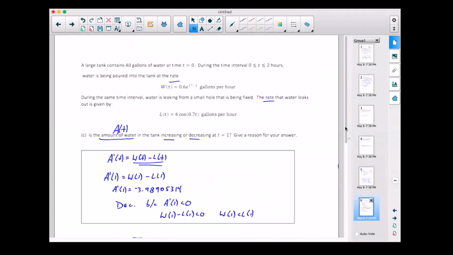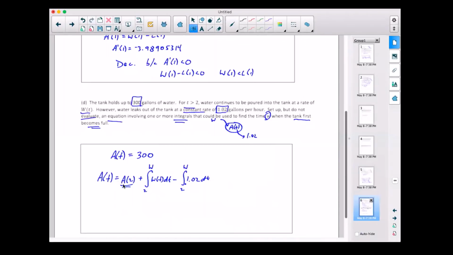And so in this case, we can finish our equation by saying the amount at time 2 was 35.184838, plus the integral from 2 to W of the rate in, minus the integral from 2 to W of the rate out, which was now 1.02. This would give us a nice expression for how much water is in the tank. And we said in the beginning, we want to know when that is going to be equal to 300. So this is the equation that we're looking for.